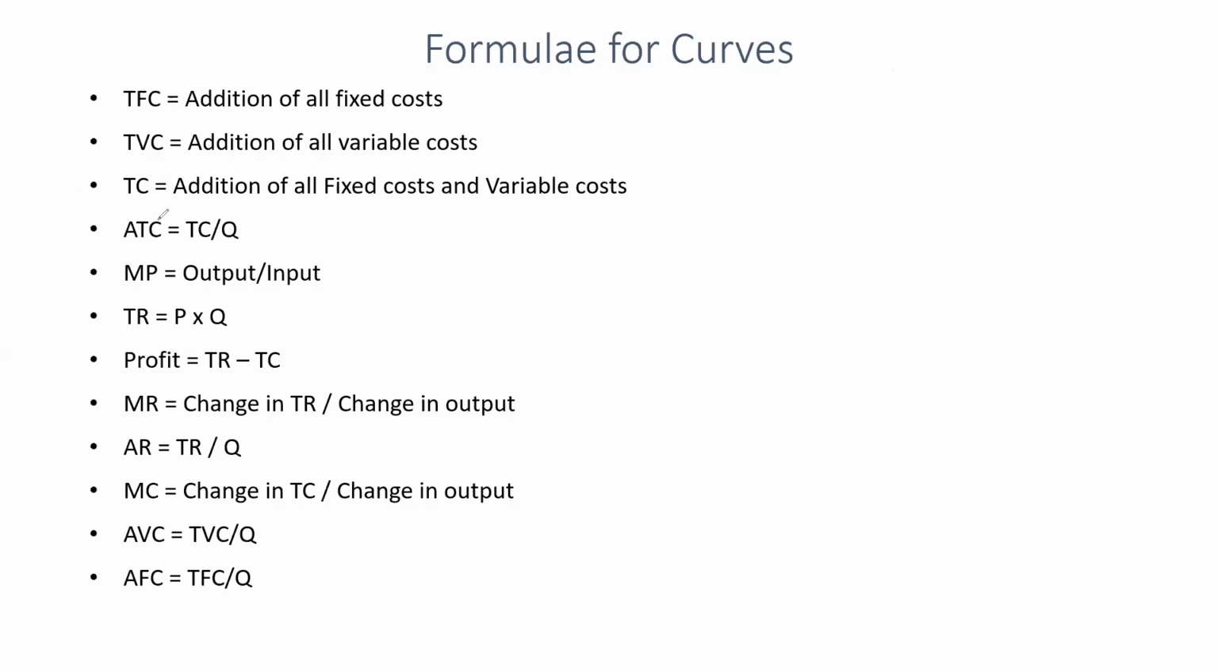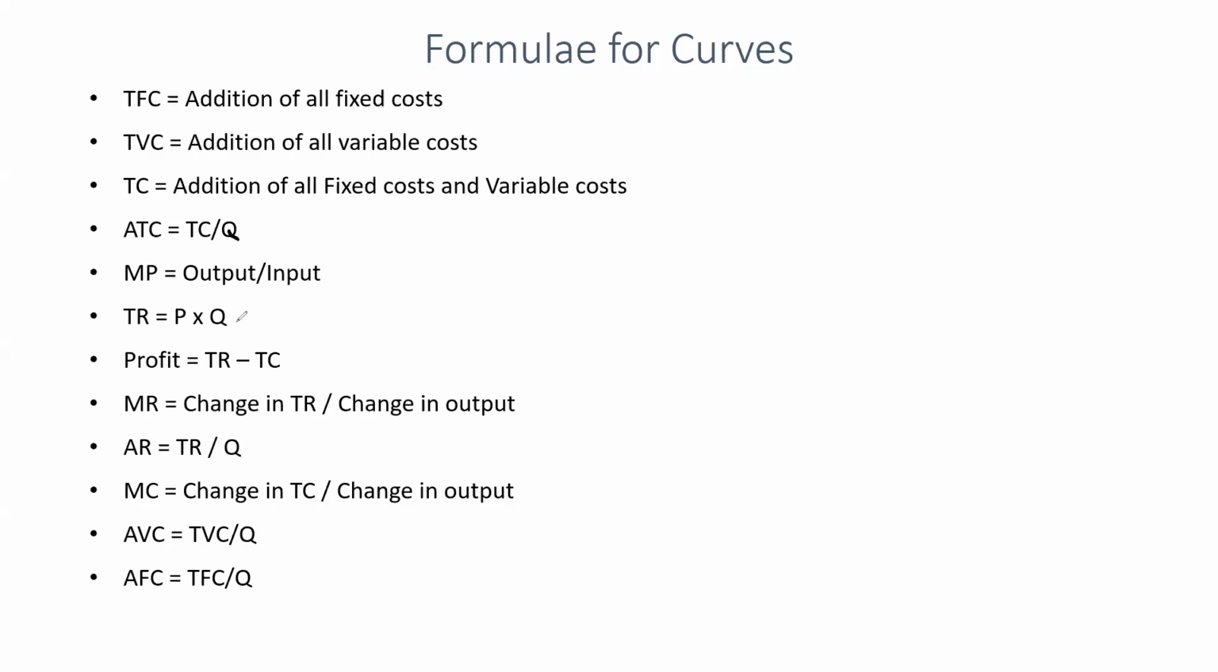Then we have average total cost, that is total cost divided by the output. Remember, in economics, we use the word output or quantity interchangeably. So please don't write O for output, just write the standard Q. Q represents output or quantity, it's the same thing. So ATC is average total cost, it is total cost divided by output. Then you've got marginal product. Marginal product is output divided by input.